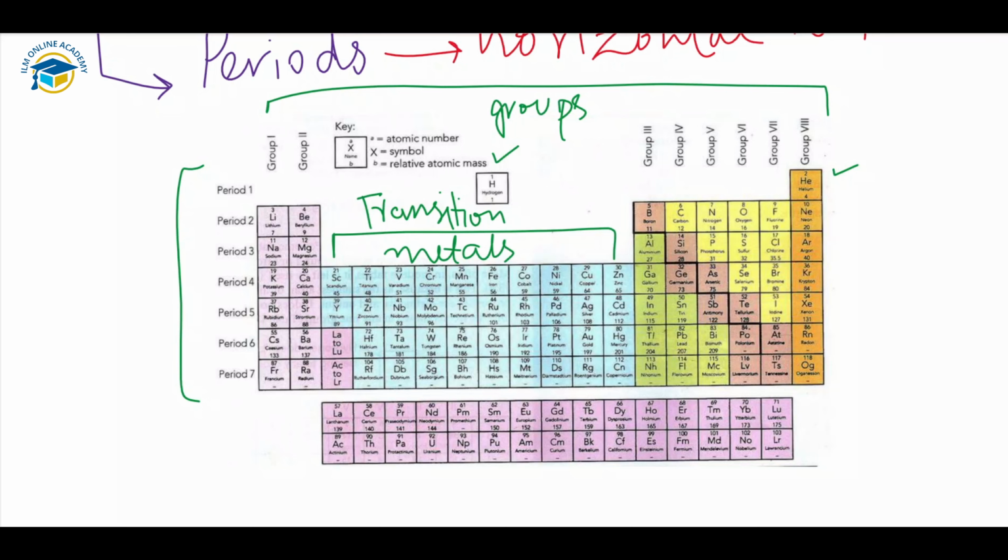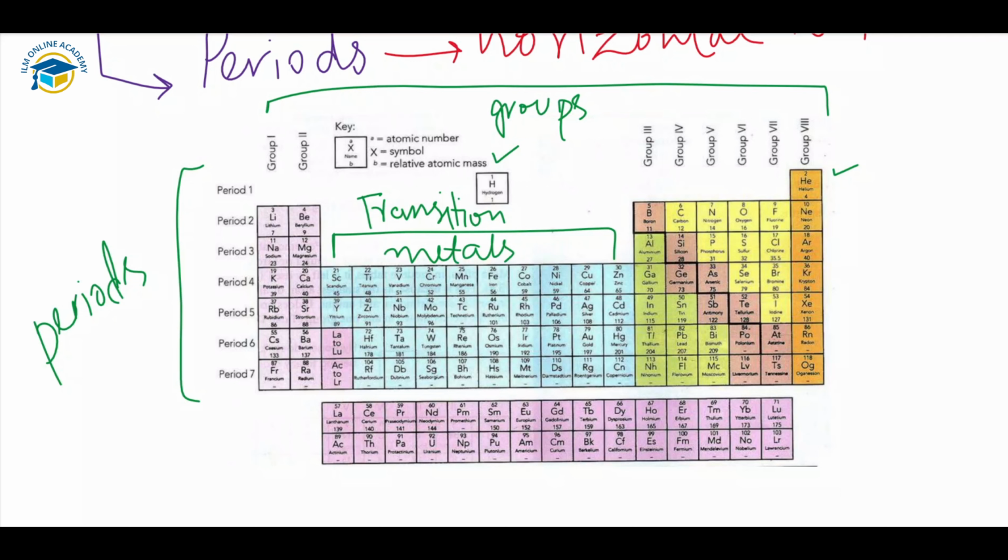So horizontal rows are known as periods in our periodic table. In total, we have 7 periods in our periodic table. Elements in group 1 to group 8 are sometimes known as the main group elements. As I already told you, we have the main group elements except the center one. In the center we have the transition metals. We will also discuss the properties of the transition metals at the end.